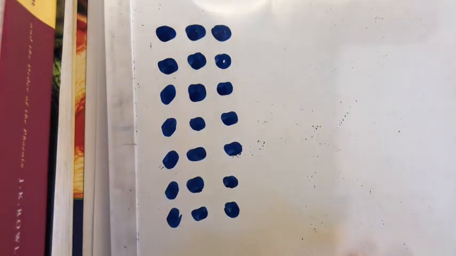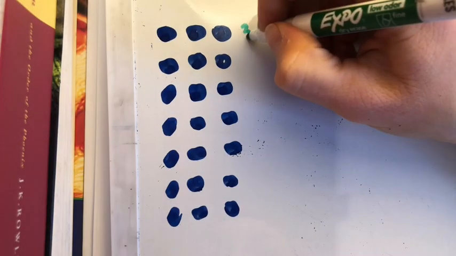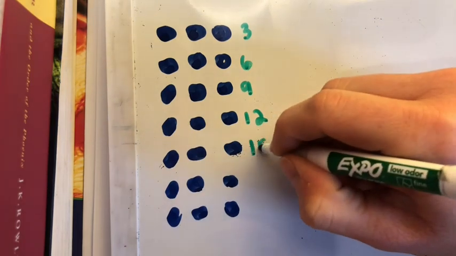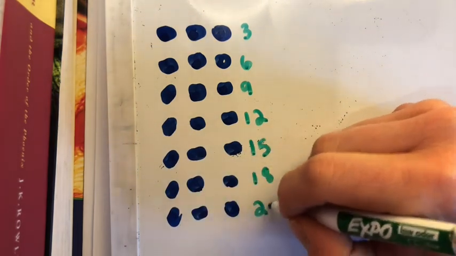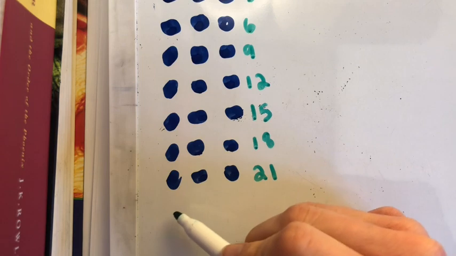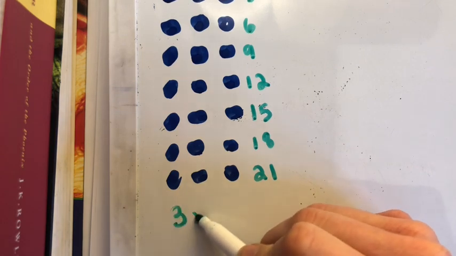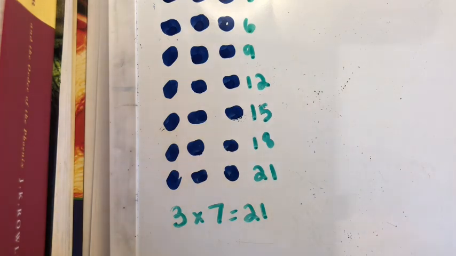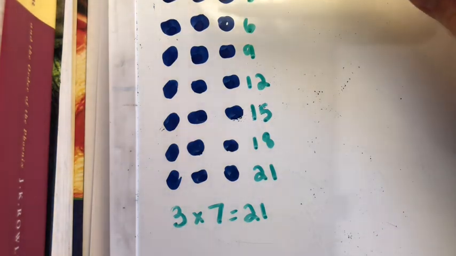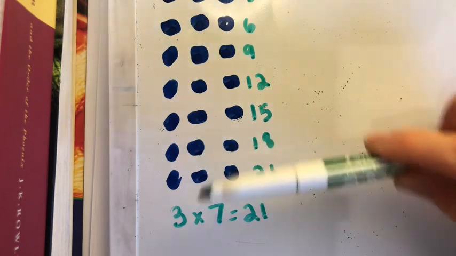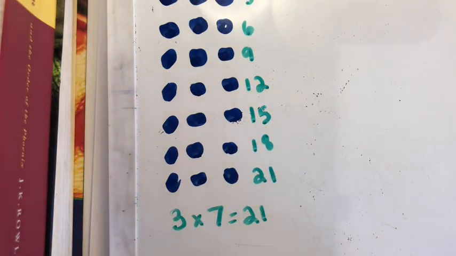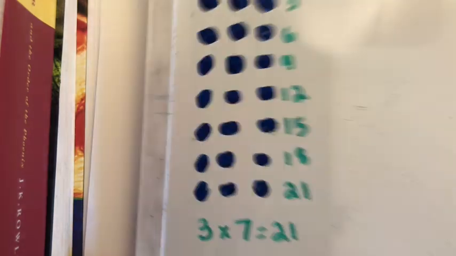I'm going to write the total just to make this easier. 3, 6, 9, 12, 15, 18, 21. So 3 times 7 is 21, right? Because again, we're just adding groups of. That's 3 plus 3 plus 3 plus 3 plus 3 plus 3 plus 3. Gets annoying to write, so that's why we came up with this little handy dandy X, which just means the same thing. 3 times 7 is 21.